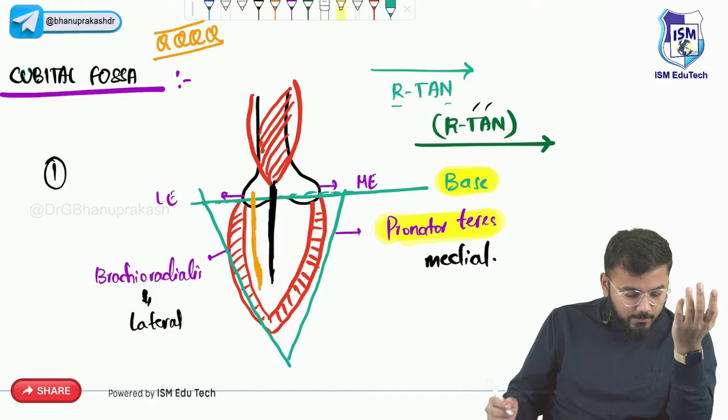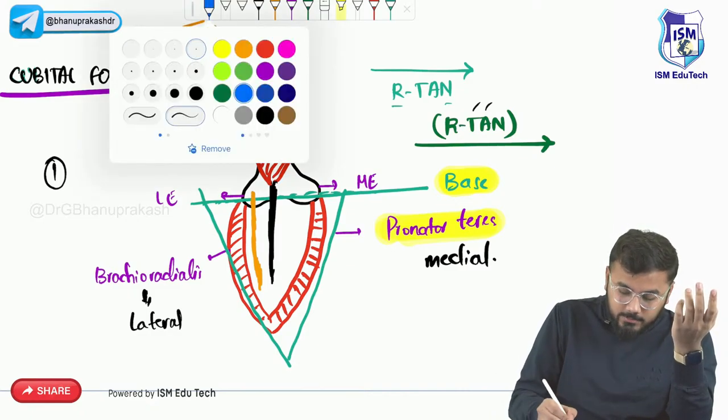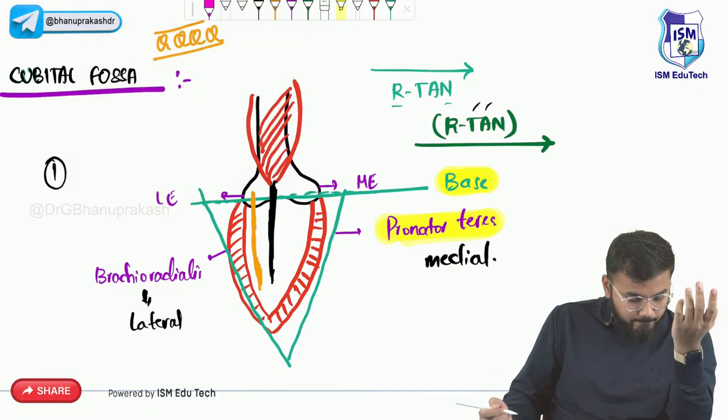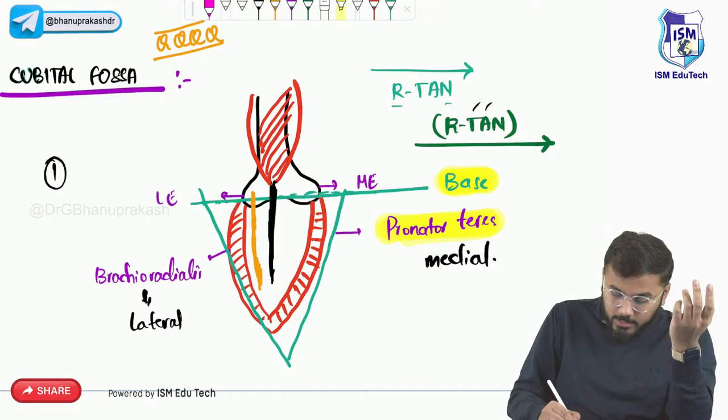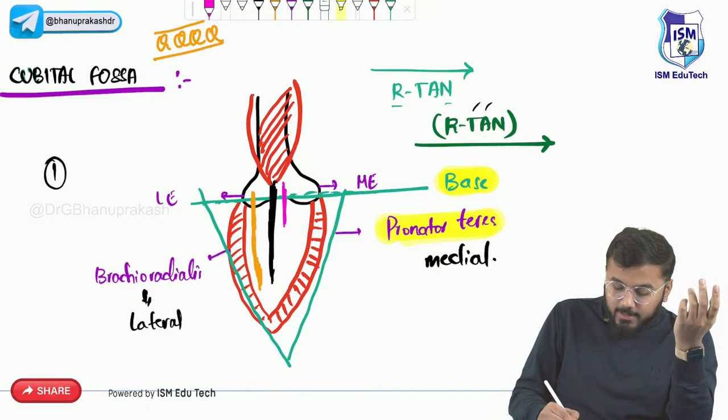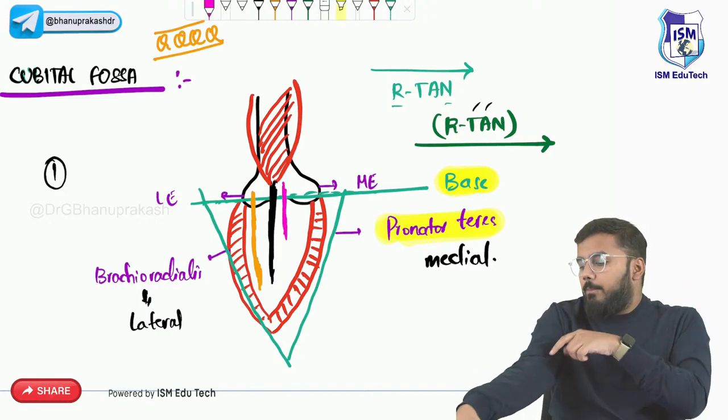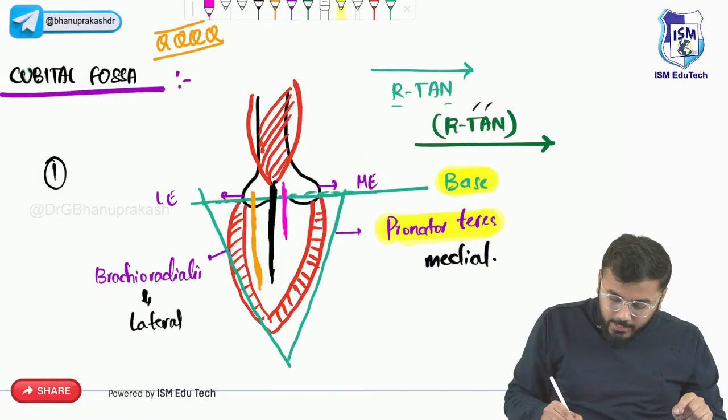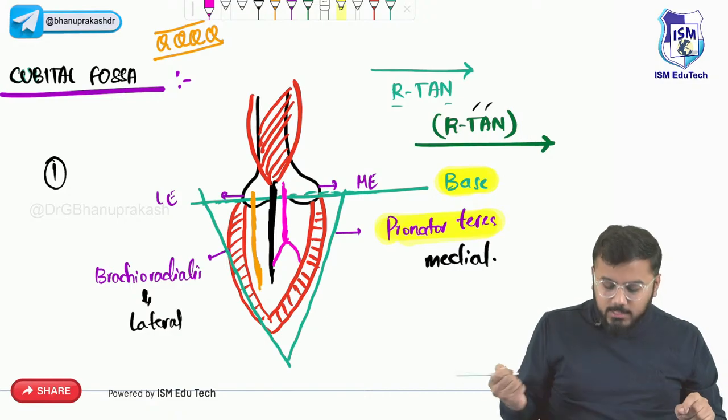Yes, very good, Ubay. What is the artery, guys? Very good, Dr. Lipan. So we have an artery in the center. This is called the brachial artery. The brachial artery divides into two branches: a radial branch and an ulnar branch, I mean the radial artery and ulnar artery. So the brachial artery divides into radial as well as ulnar.